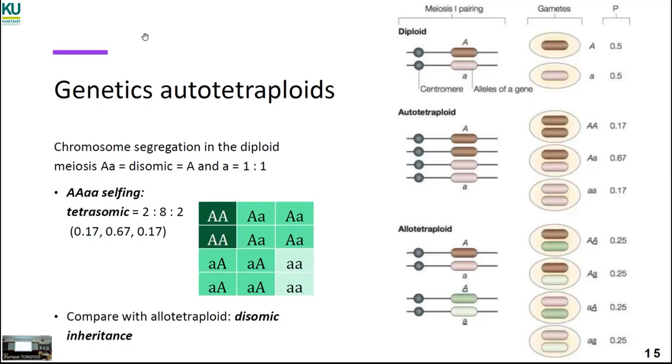And in the autotetraploid, I will explain in a while, we will solve this problem, because in the autotetraploid, chromosomes behave like a diploid. So we say in genetic crosses, generally speaking, okay, I know there are many exceptions, but in an autotetraploid we have disomic inheritance. The simple disomic inheritance we see here, the tetrasomic inheritance, and finally, in the allotetraploid, the disomic inheritance.